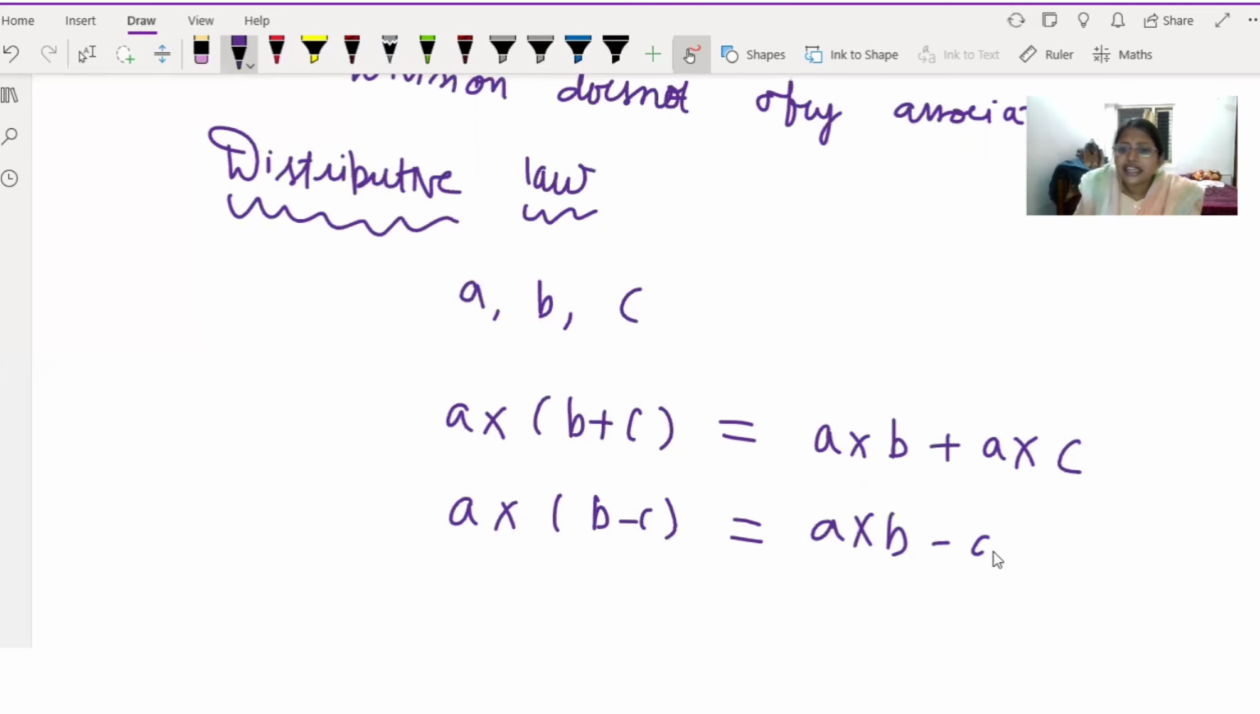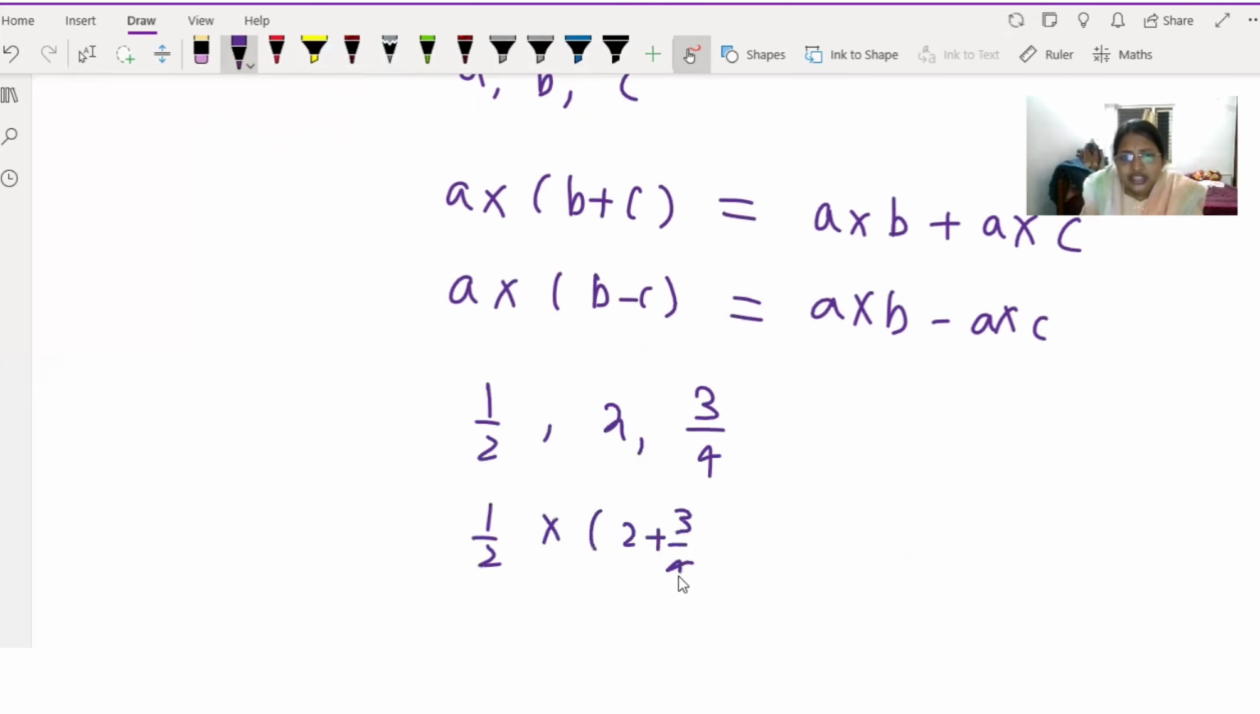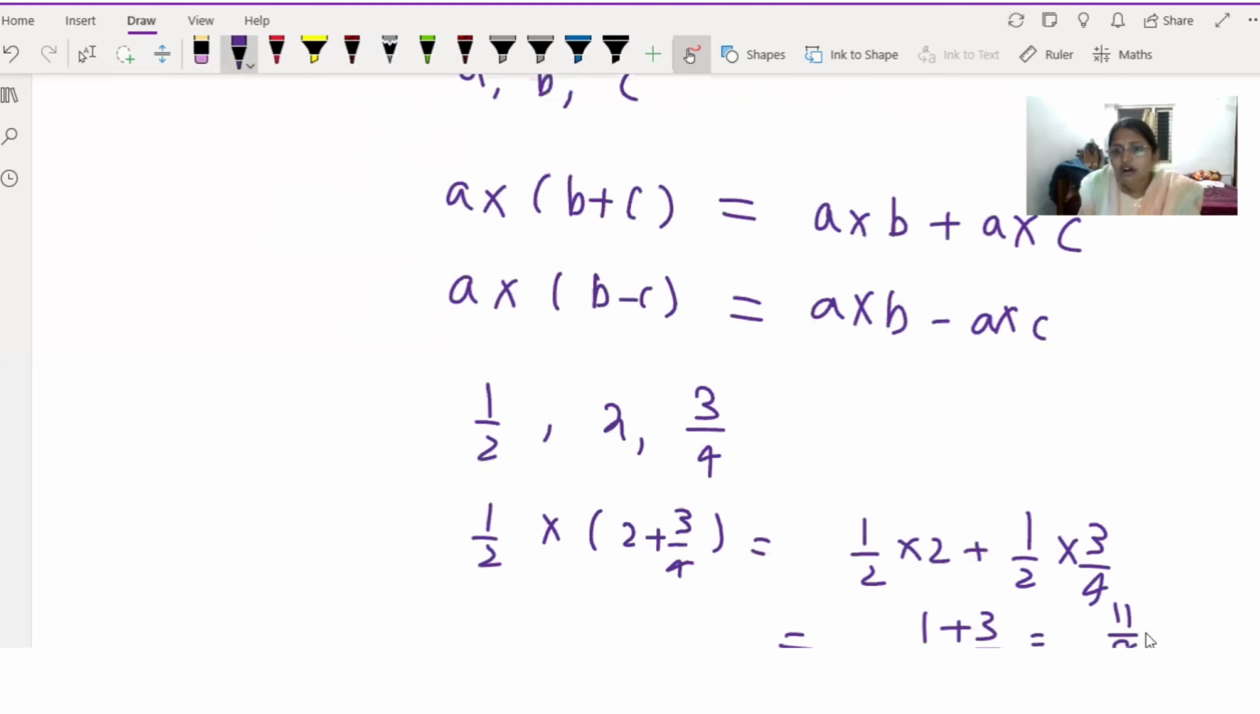A into B minus A into C. Suppose we have three rational numbers: 1 by 2, 2, and 3 by 4. 1 by 2 times of 2 plus 3 by 4 is the same as 1 by 2 times 2 plus 1 by 2 times 3 by 4. It is the same. So 1 plus 3 by 8, it is 11 by 8. Sorry, not 9 by 8. It means 1 by 2 can be distributed to both the terms. It cannot be done if the division symbol is there. It is possible only for multiplication. Do remember.